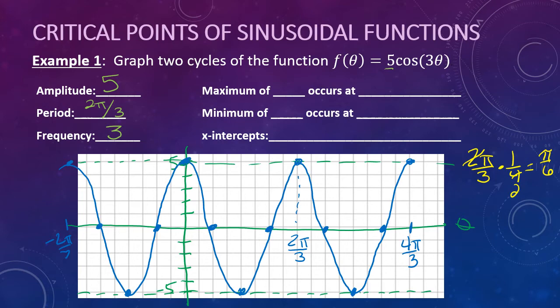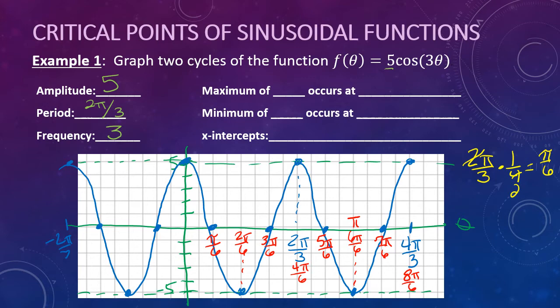So I'm going to come in here and I'm going to make my first piece 1 pi over 6. My second piece is 2 pi over 6. Here I'm at 3 pi over 6. 4 pi over 6, which again reduces down to 2 pi over 3. And if you keep going, 5 pi over 6, 6 pi over 6, which is pi. Here's 7 pi over 6. And again, this is 8 pi over 6, which reduces down to 4 pi over 3.